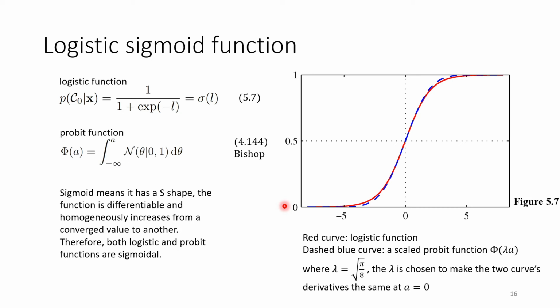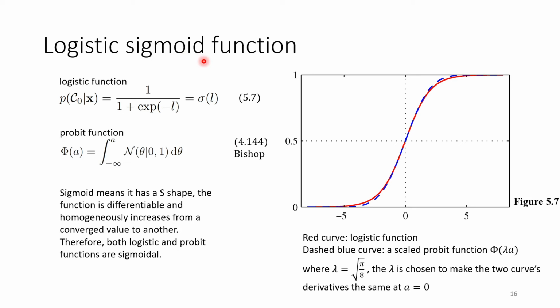So if you have two values, one greater than another, and you want to create a mapping function from the two values to a probability, the greater value should be mapped to a higher probability value, and the smaller one to a smaller probability value. Any function that is an S-curve from 0, or a certain number, to another converged number is called sigmoid. Sigmoid means the shape of S.